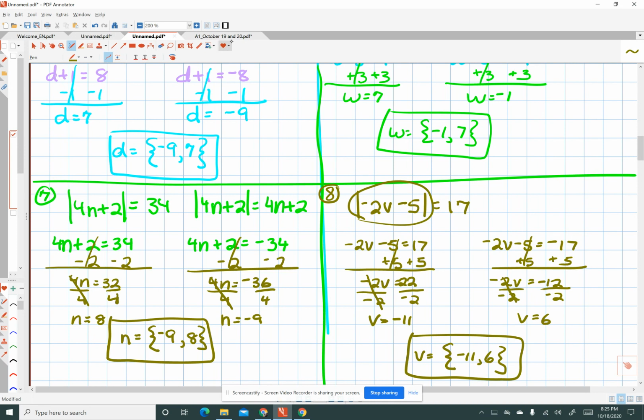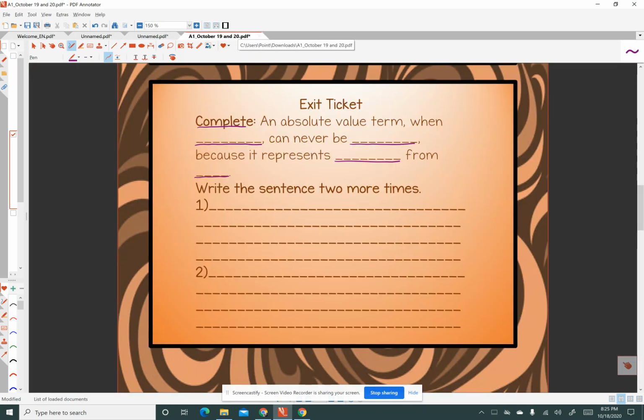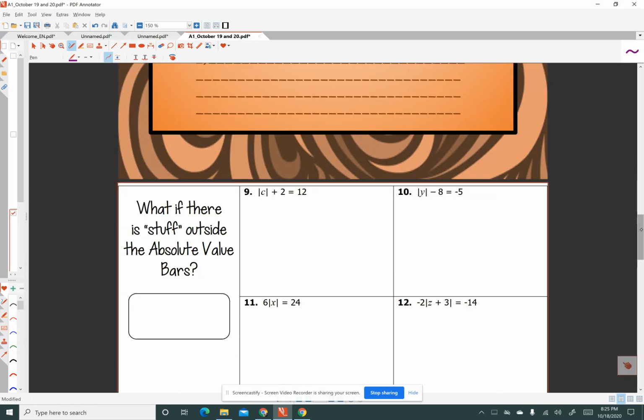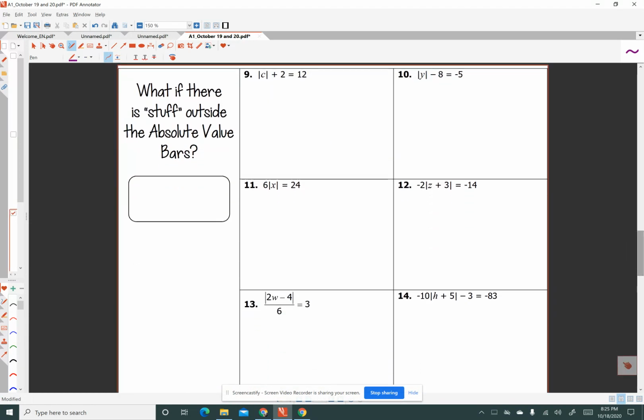So let's go to your notes. And now we have a different sort of problem. What if there is stuff outside the absolute value bars? Well, the key is to isolate the absolute value.